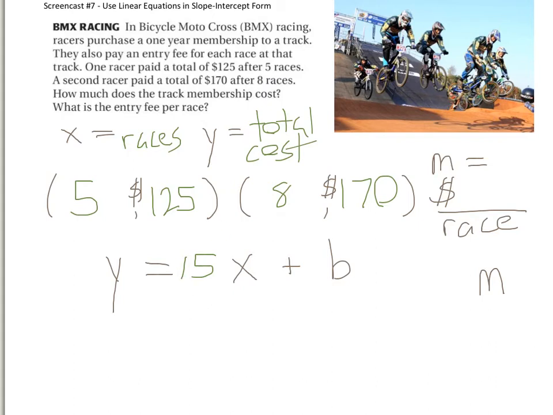In other words, if I race for, say, 3 races, okay, so that's 15 times 3, 45. Plus, how much extra are they going to charge for the track membership? And that's represented as this extra value plus b. So we are solving for b, which is known to us as the y-intercept, and in this real-world situation is representing the extra cost, the track membership, which, as we know, is a one-time fee. It's not like they're going to charge you the membership every single time you go into this track. That wouldn't be very fair, now would it?